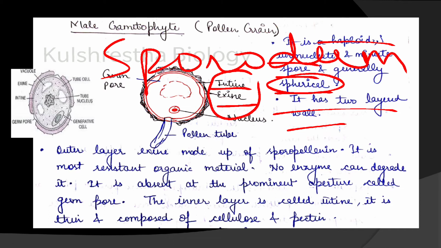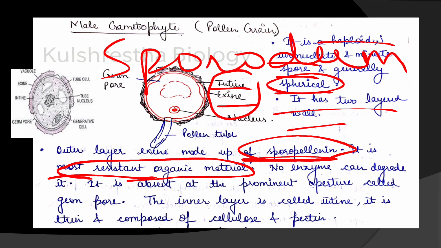Exine is made up of a resistant material, that is sporopollenin. Sporopollenin is the most resistant organic material. This material cannot be degraded by any enzyme, any acid, any alkali, or at high temperature. So remember the name, sporopollenin is the highly resistant organic material.